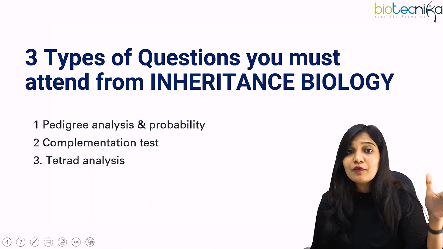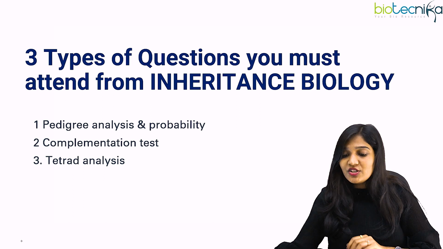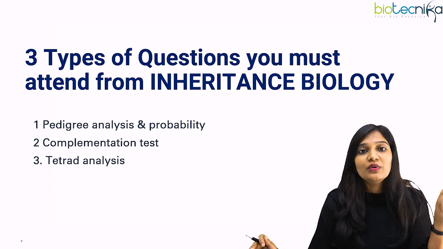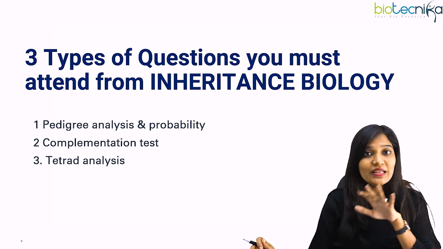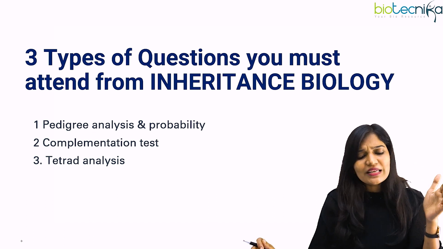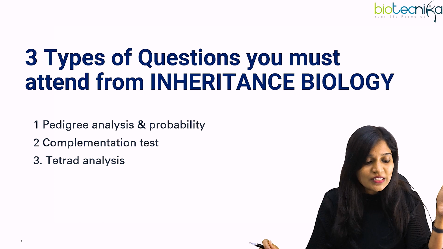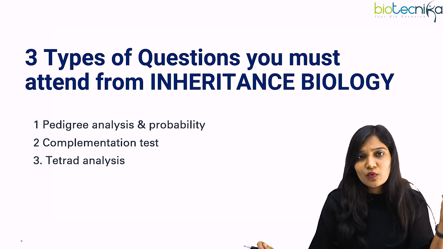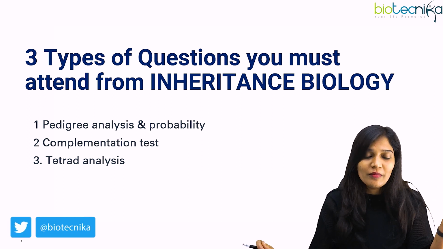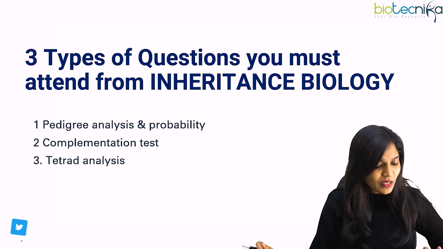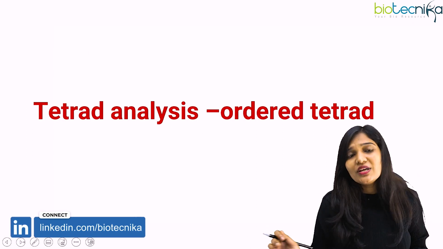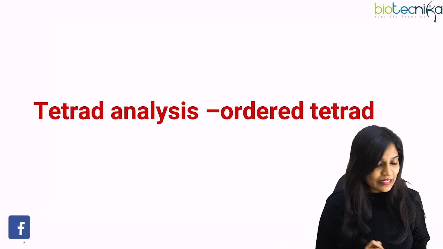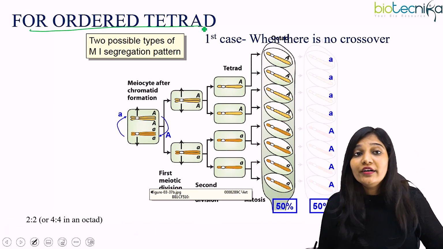So what are the 3 types of questions that you have to attend from inheritance biology or genetics? The first important thing you have to note down is pedigree analysis. So make sure you attend pedigree analysis during your examination, and pedigree analysis will usually be coupled with probability questions. The next is going to be complementation questions, and the next is going to be Tetrad analysis questions, and of course Lod score will also be coming. You'll see that in the upcoming video. So first we'll talk about Tetrad analysis. Here I'm going to very specifically talk about ordered Tetrad analysis. Okay, so let's talk about what an ordered Tetrad is.